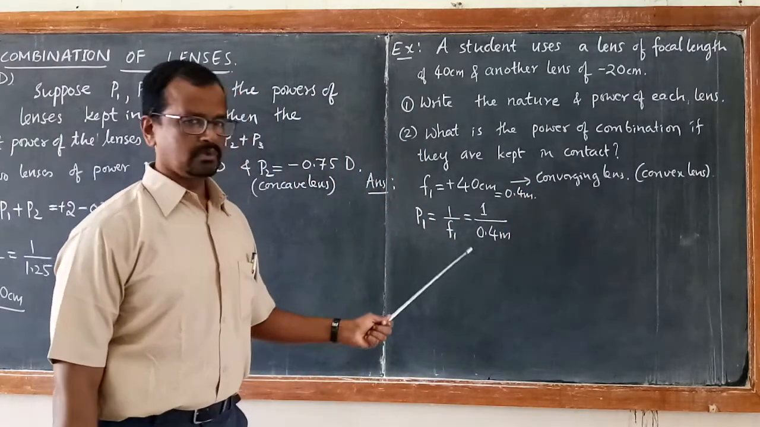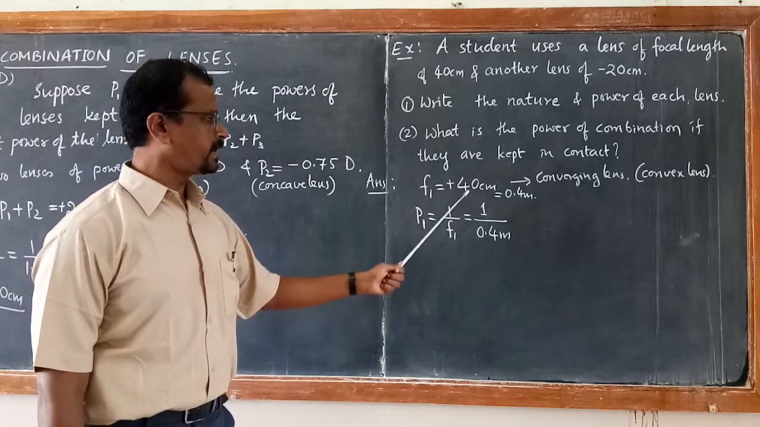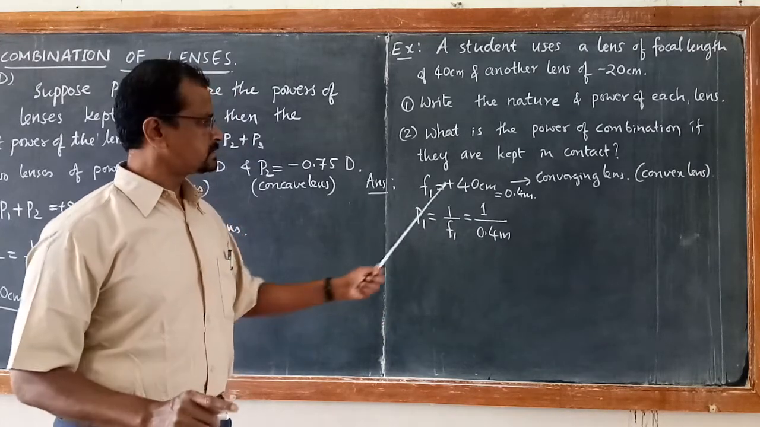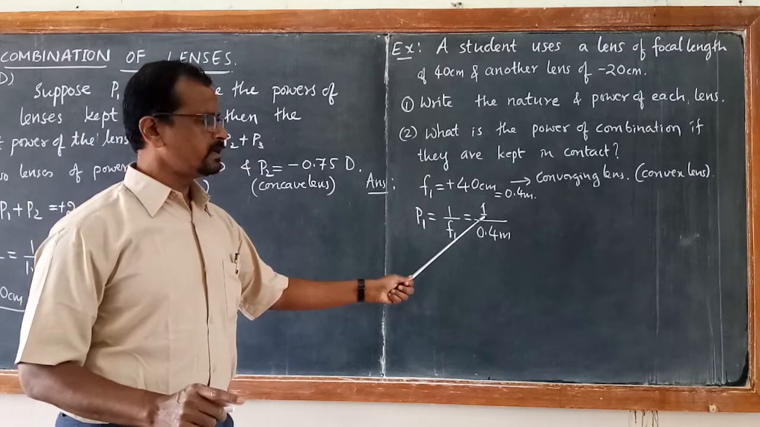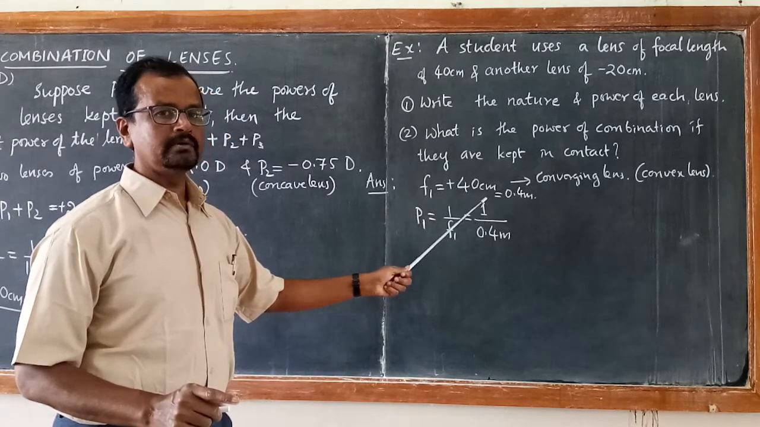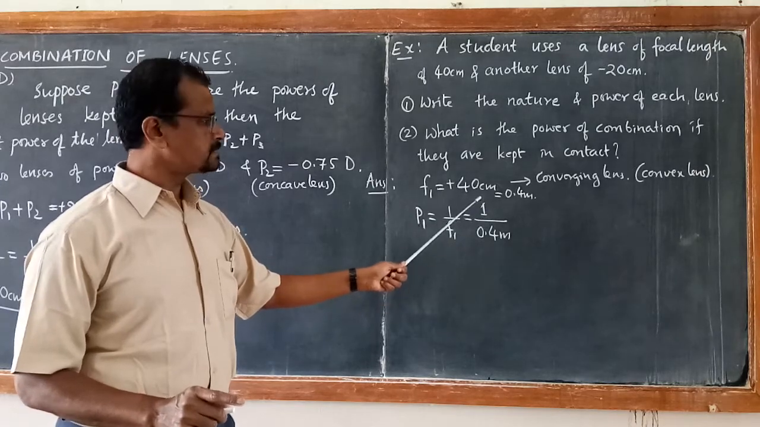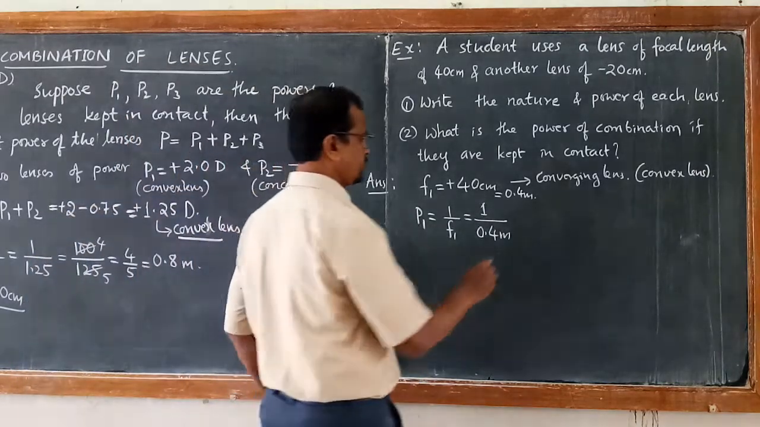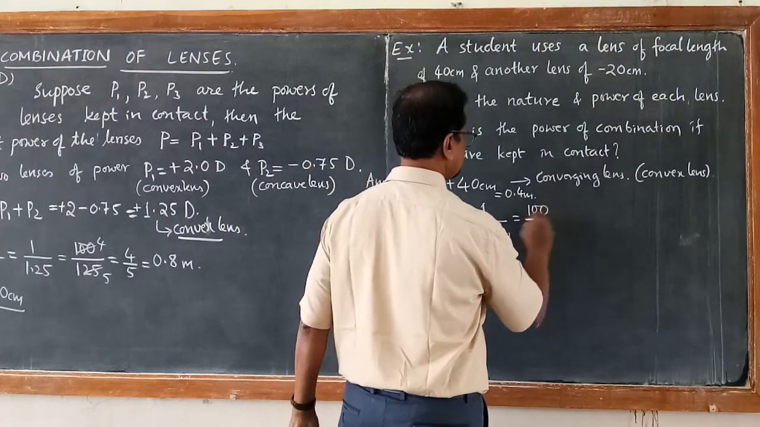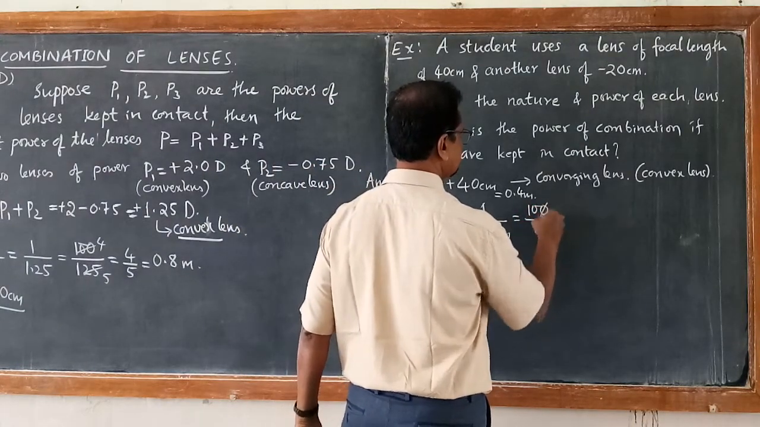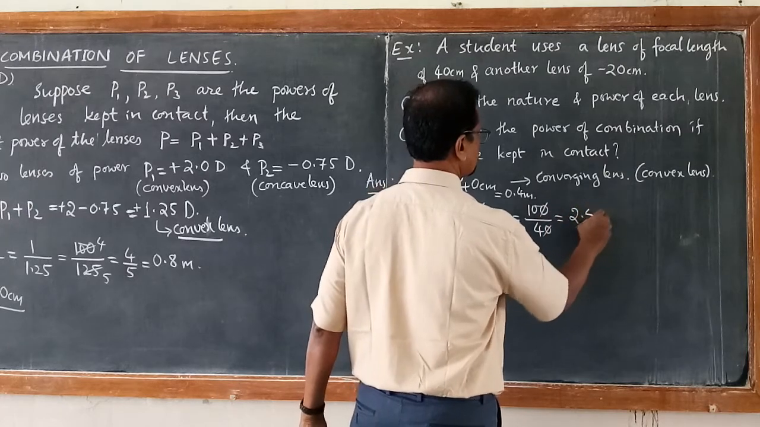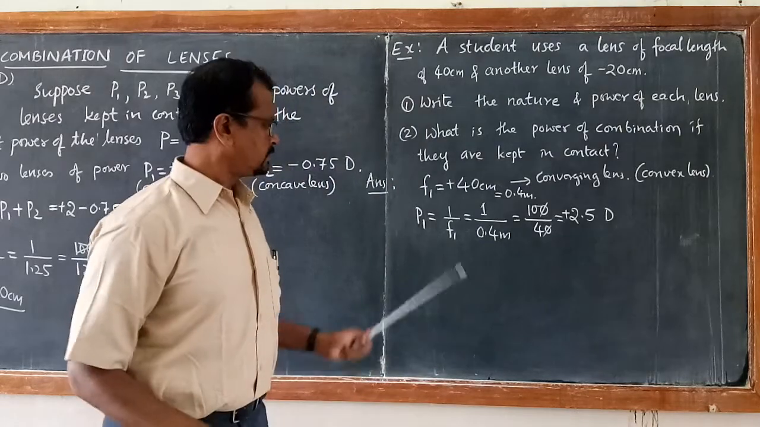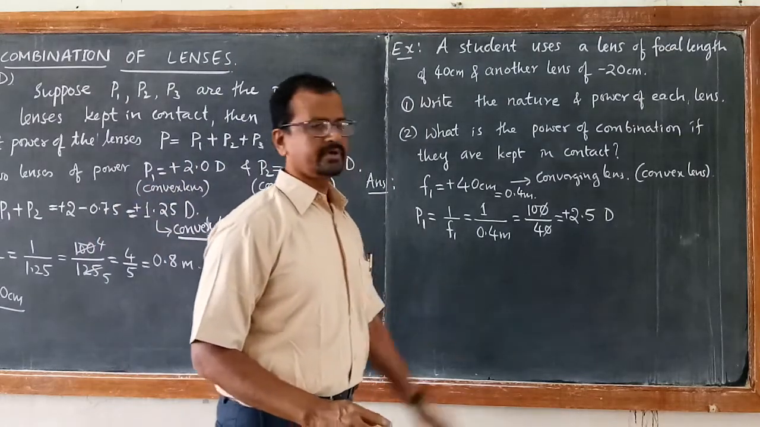Remember this. Most of you will commit a mistake here itself. Directly will take 1 by 40. That is wrong. If at all you want to write in terms of centimeter, this 1 meter must be converted into centimeter. Then it becomes 100 divided by 40. That implies plus 2.5 diopter. So the unit of power is diopter. P1 is equal to plus 2.5 diopter.